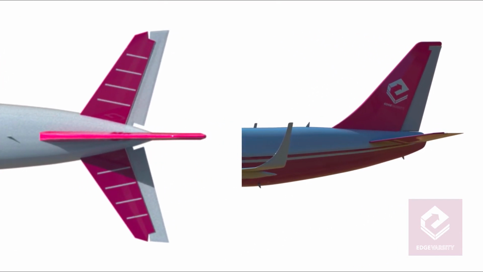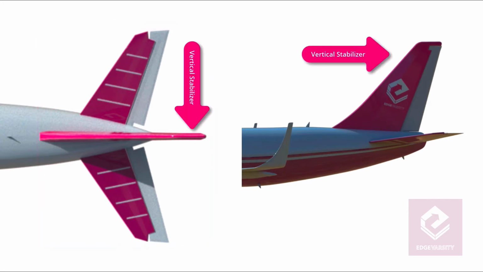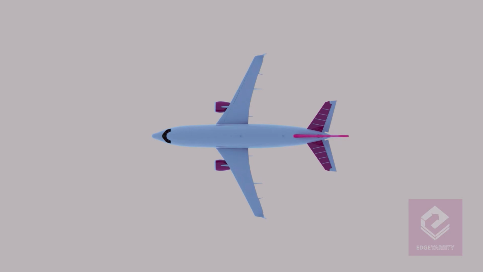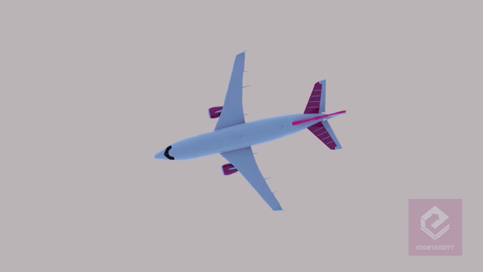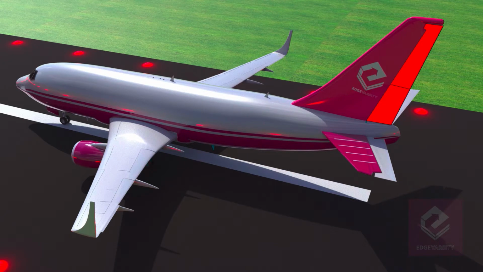Let's start with the tail assembly or empennage of the aircraft. An aircraft has what looks like a fin and rear wings at its tail end. The fin is called vertical stabilizer and the rear surfaces are called horizontal stabilizers. Any erratic movement of the nose can change the flight course, and it is for preventing this that the tail assembly is provided. It ensures that the nose of the aircraft stays in line with the direction of motion and makes the aircraft stable.